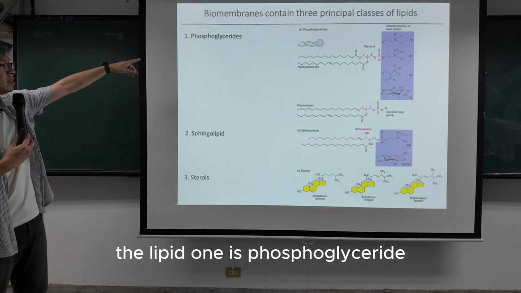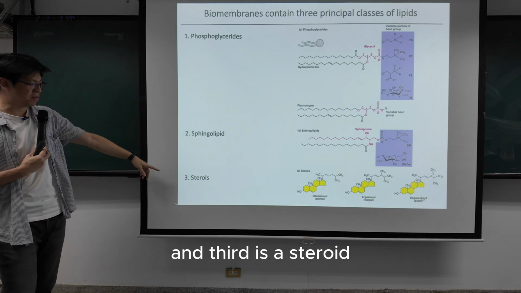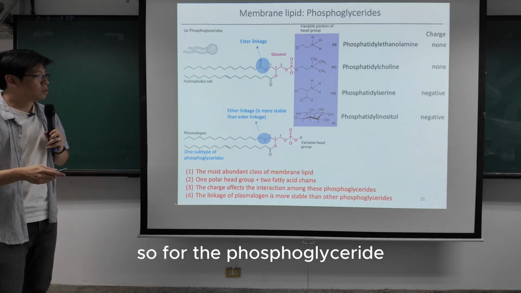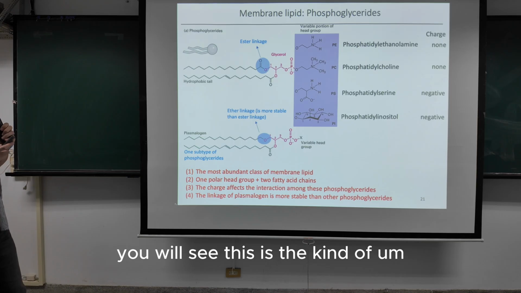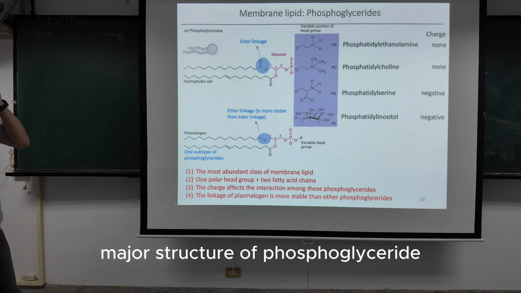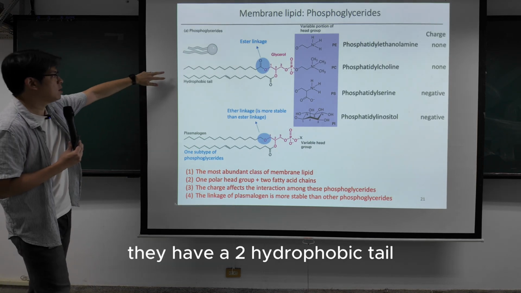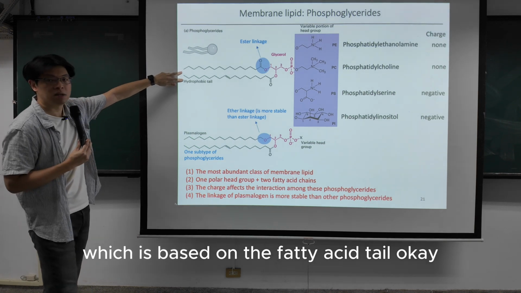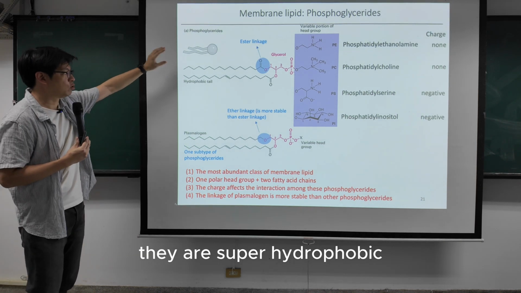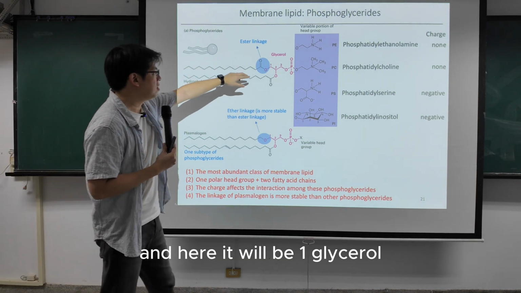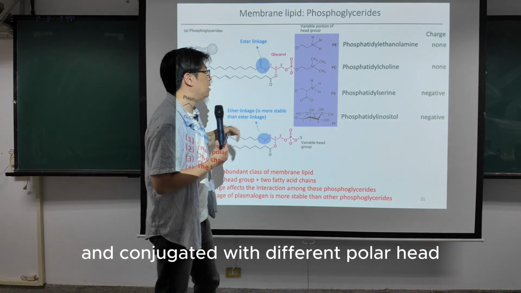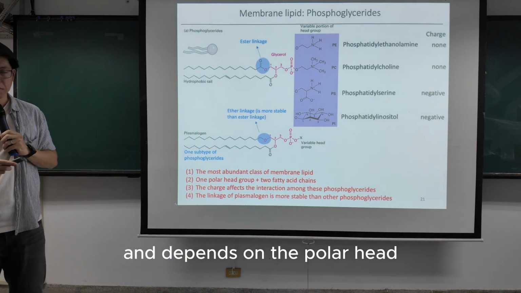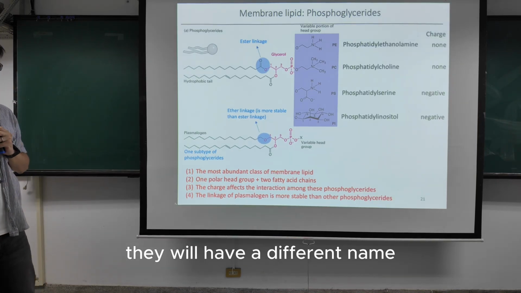Okay, so the biomembrane contains three principal classes of lipid. One is phosphoglyceride, the second is sphingolipid, and the third is sterol. For the phosphoglyceride, this is the major structure. They have two hydrophobic tails, which are fatty acid tails. Okay, they are super hydrophobic. And here there is one glycerol conjugated with different polar heads. Depending on the polar head, they have different names.